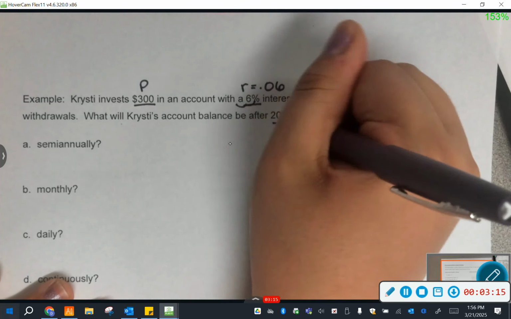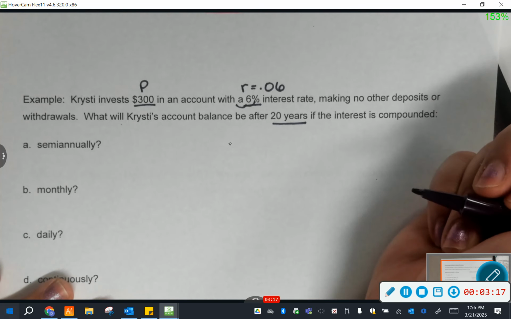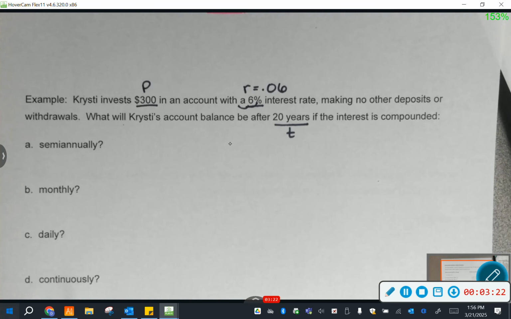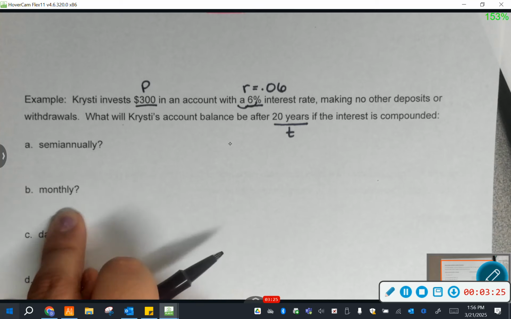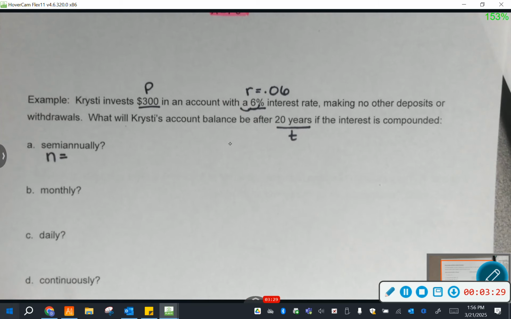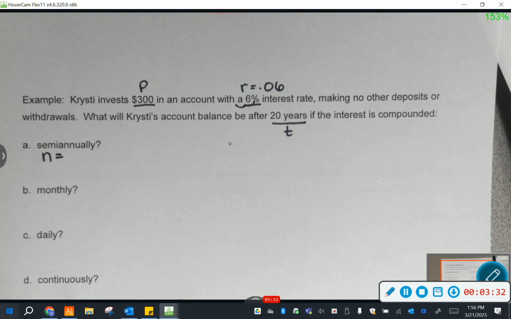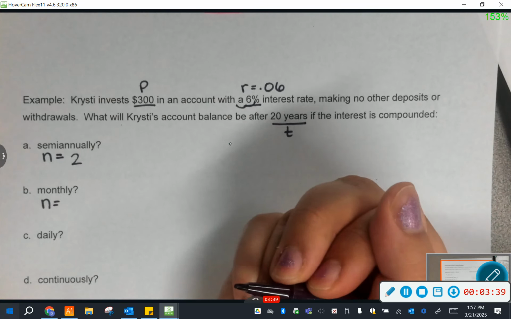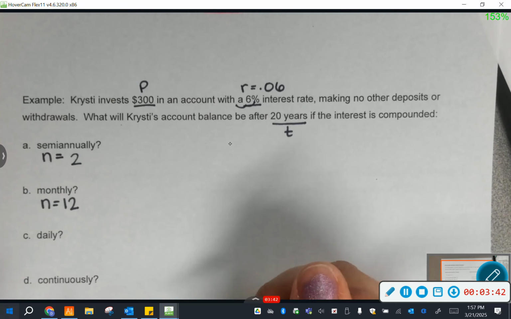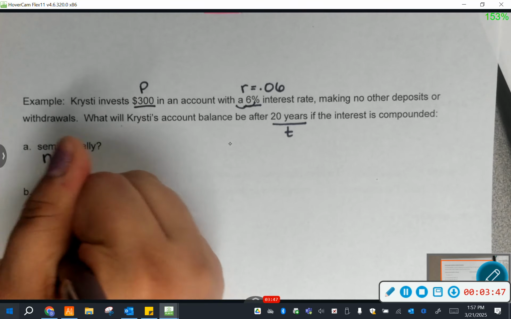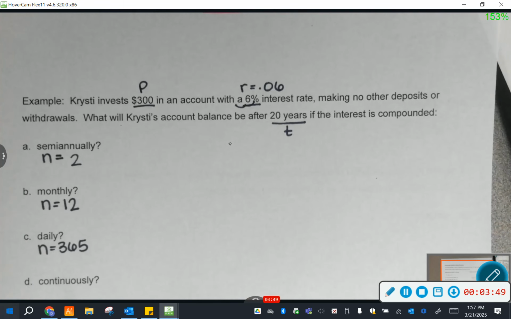What is this 20? That's my T. That's my years. And so these down here, these semi-annually, monthly, and daily, these are my Ns. This is how many times I'm going to compound per year. If it's semi-annually, how many times do you compound? 2. What about monthly? How many times would you compound for monthly? And daily, how many times per year would you compound? 365.